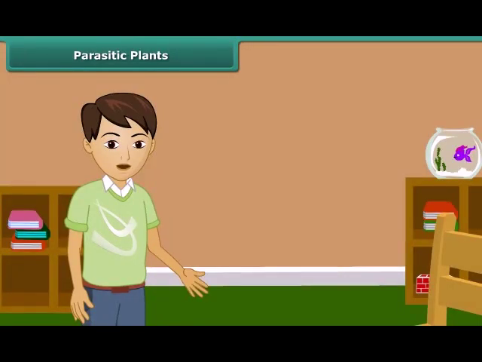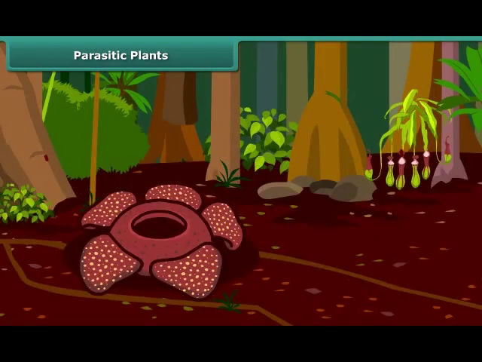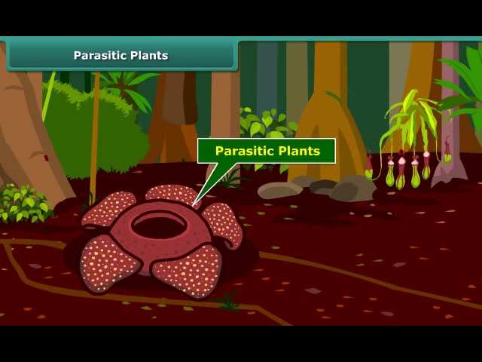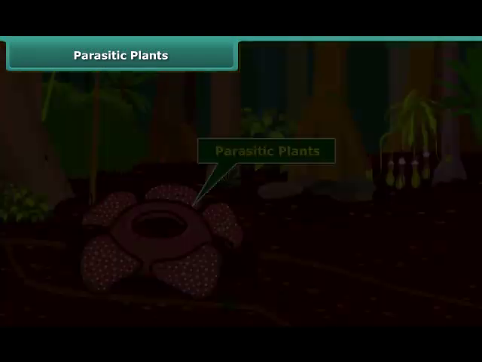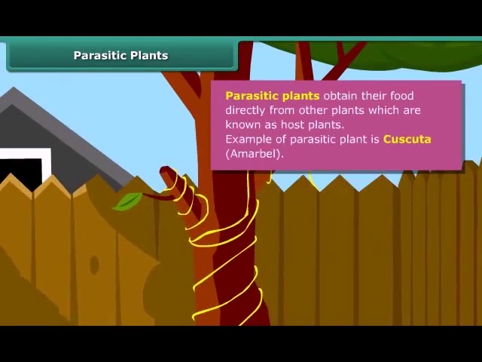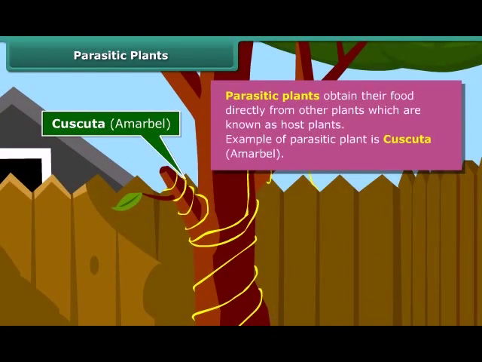Let's start with parasitic plants. The plants which obtain their food directly from other plants are known as parasitic plants, and those plants from which they obtain food are known as host. You might have seen Kaskata, amarbale, nearby you, which is an example of a parasitic plant.